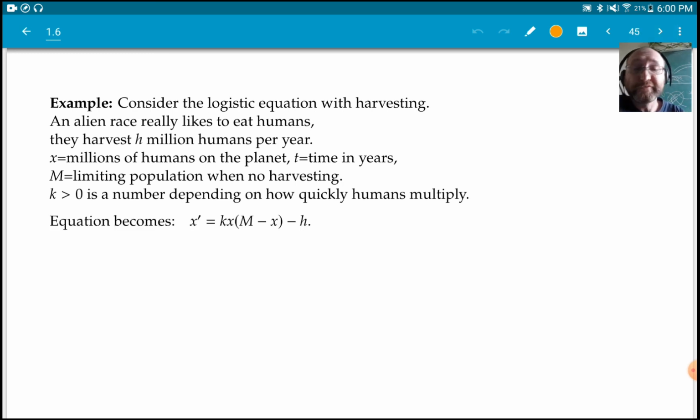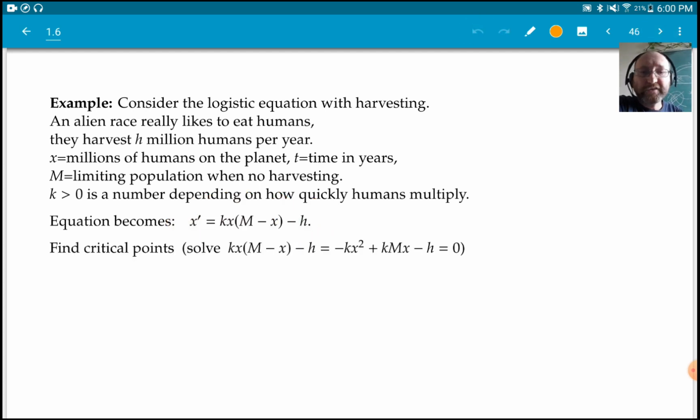So the equation becomes, well, this part of it is just the standard logistic equation, right? And now we're saying, well, we're going to take away H million humans per year. That means we want X prime, the rate of change, where this is how it keeps changing, that's what's happening on the planet, and then we also are taking away something. So this minus H is our harvesting, right?